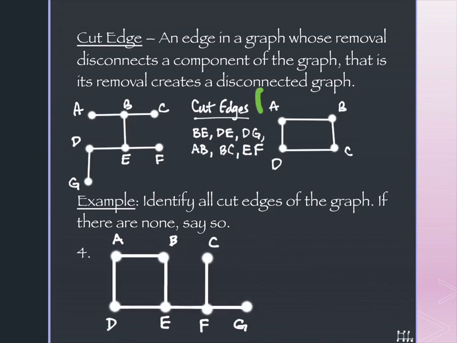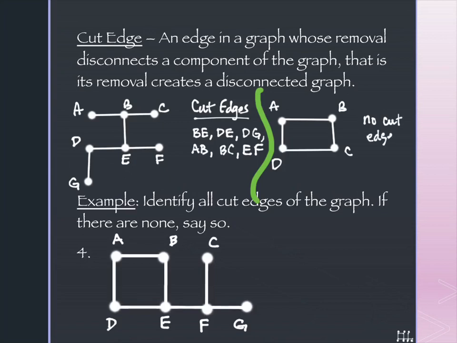Now, that's different than the second graph that I drew. Over here, if I cut any edge, and it doesn't matter because the graph is symmetric to itself, it doesn't disconnect anything. All right? It sort of opens it up. It makes it not a circuit, but it doesn't disconnect anything. So in this one, there are no cut edges.